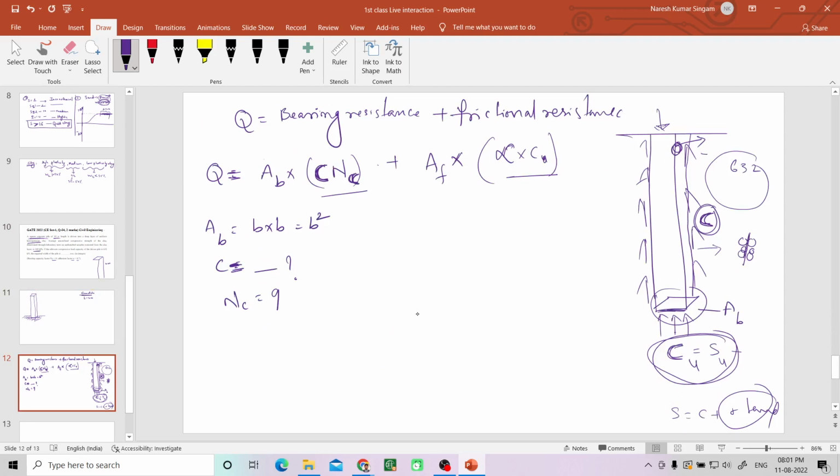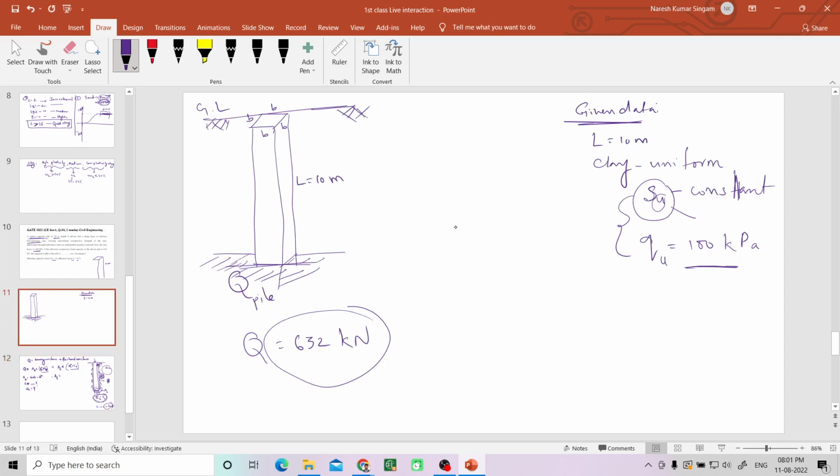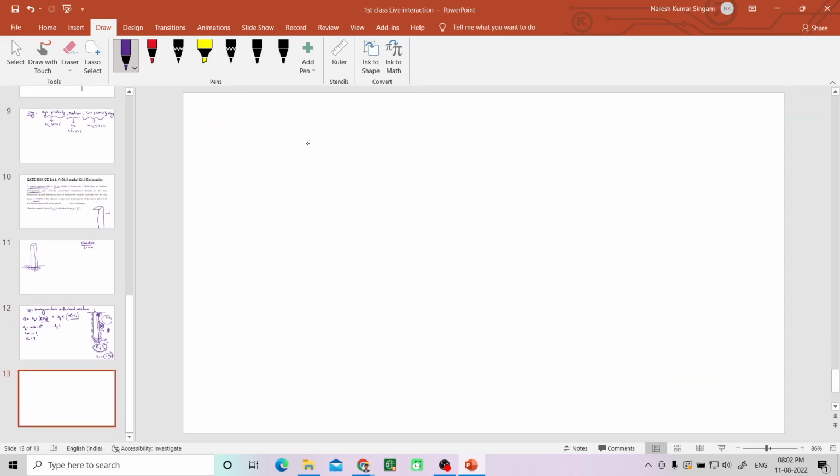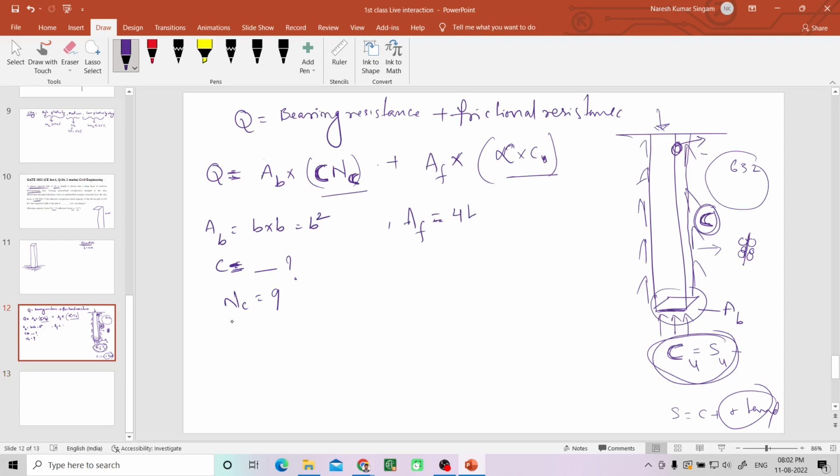Okay, and now next, what is AF? If you see the diagram here, what is the surface area? This is one surface area, this is one surface area, this one and this one. There are 4 surfaces around. So each surface area can be taken as B into L: 1 BL, 2 BL, 3 BL, 4 BL. Finally, there are 4 into BL. So what is L here? L is 10, which is given. So 40 B is the AF.